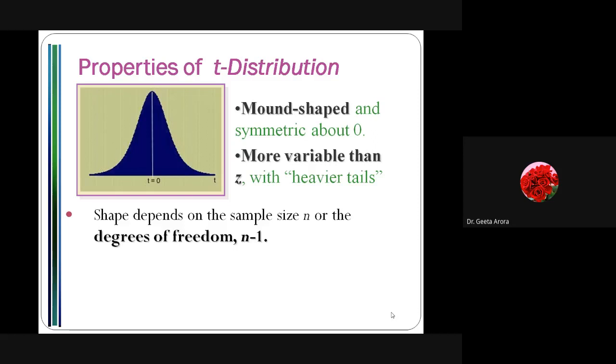Here what we are saying is that the shape of the T distribution depends upon the sample size, or we can say the degree of freedom. Now, what is degree of freedom that we evaluate now?